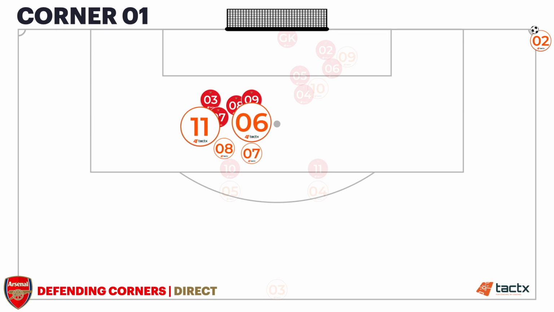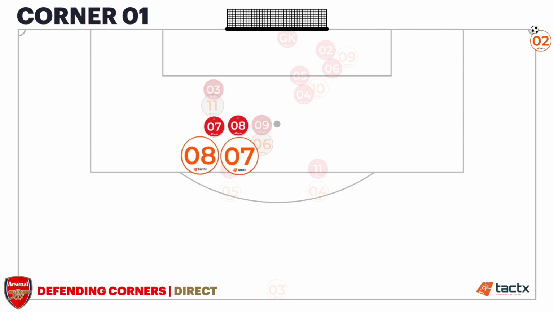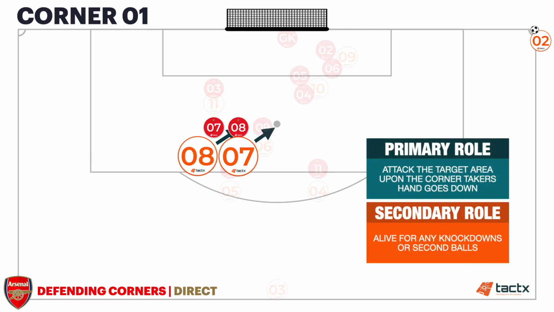This will hopefully free up players 7 and 8 who are going to attack the delivery from the corner. They'll be attacking the target area as soon as the corner taker's hand goes down. They are then alive for any knockdowns or second balls.